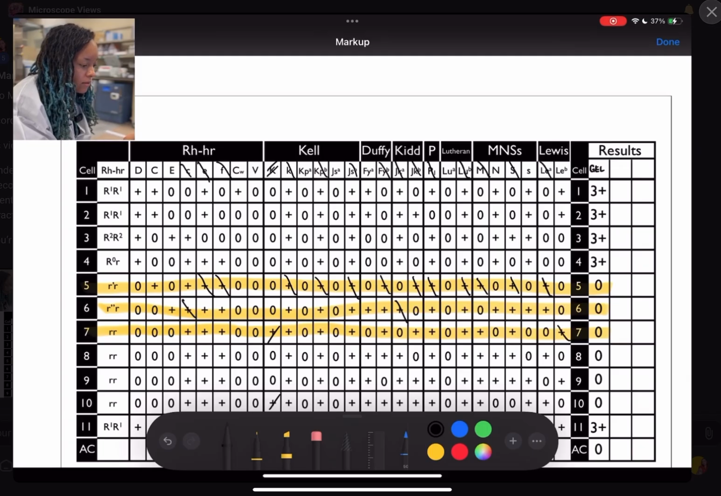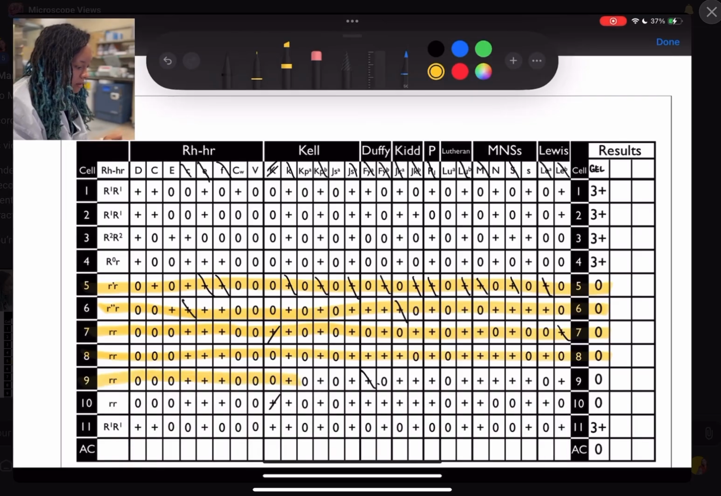Down. All right, let's get rid of Lewis B. All right, let's look at our next line. Finally, get rid of Duffy A. I need an N and an S, right? Lutheran A is all negative all the way down, so clearly that's not it.